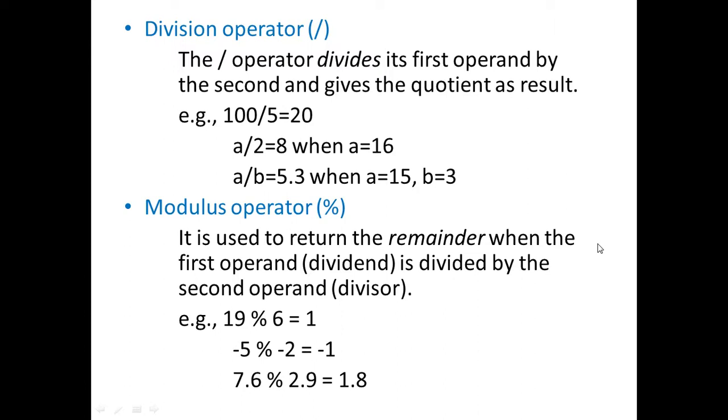Arithmetic operators work on numbers. There are two types of arithmetic operators, unary operators and binary operators. Unary operators work on one operand, binary operators work on two operands. In unary operators we have two types, unary plus and unary minus. In the second one, binary, we have the multiplication operator, division operator, addition operator, subtraction operator and modulus operator.